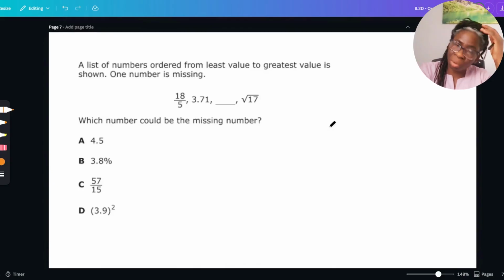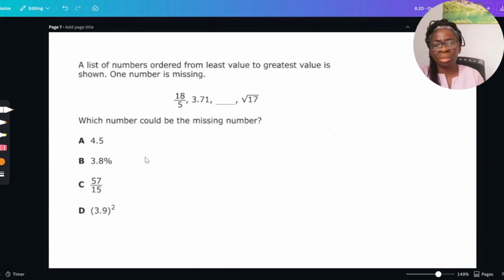So now a list of numbers ordered from least value to greatest value is shown. One number is missing. So you change this to decimal, change every other thing here to decimal, and find which one is greater than this. It is arranged from least to greatest. So that number must be greater than this, but it must be less than this.